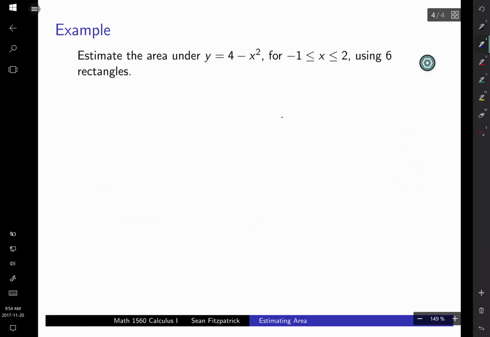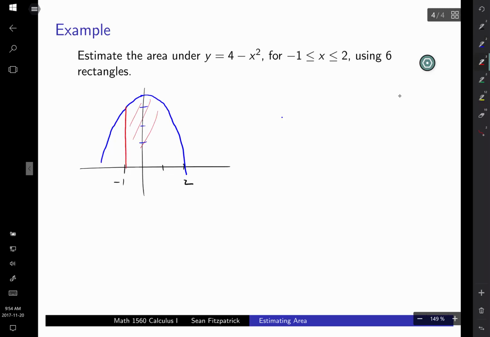So here's another example. Let's say we want to estimate the area under a specific function between minus 1 and plus 2. This time the graph looks something like this. We go up 1, 2, 3, 4. It comes down like that and like that. The area that we want is this area here. The way we do this is, again, we're going to divide things up. We might as well use 6 rectangles of equal length.